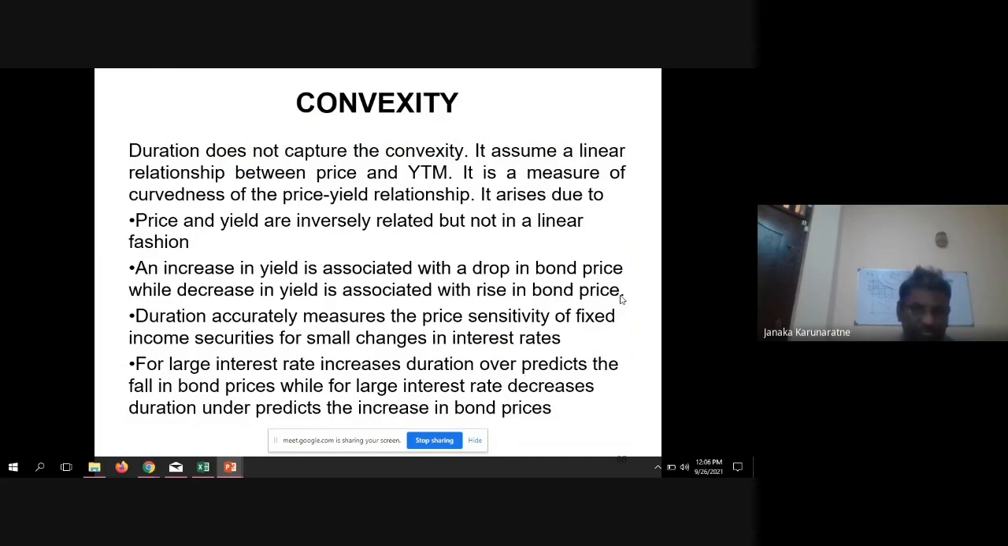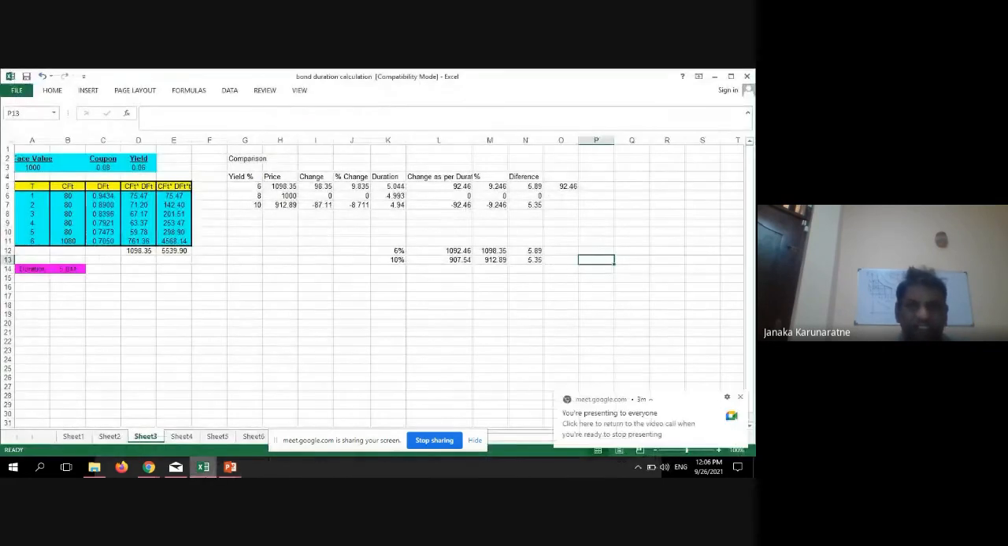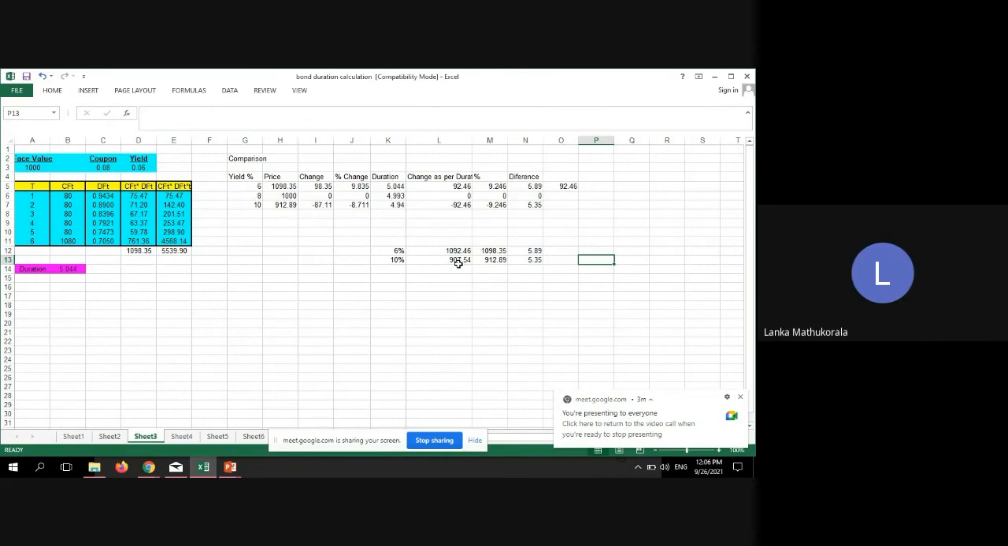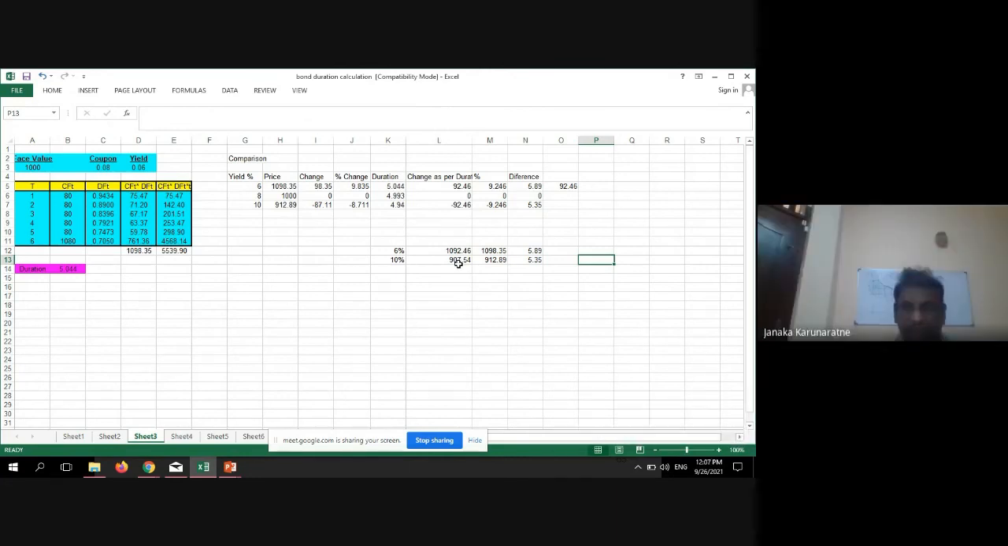Remember, that is what you saw in the question. For interest rate decreases, it should be 1098, but the duration formula shows it as 1092. For large interest rate increases, it should be 912, but it shows as 907. It is underpredicting, right?